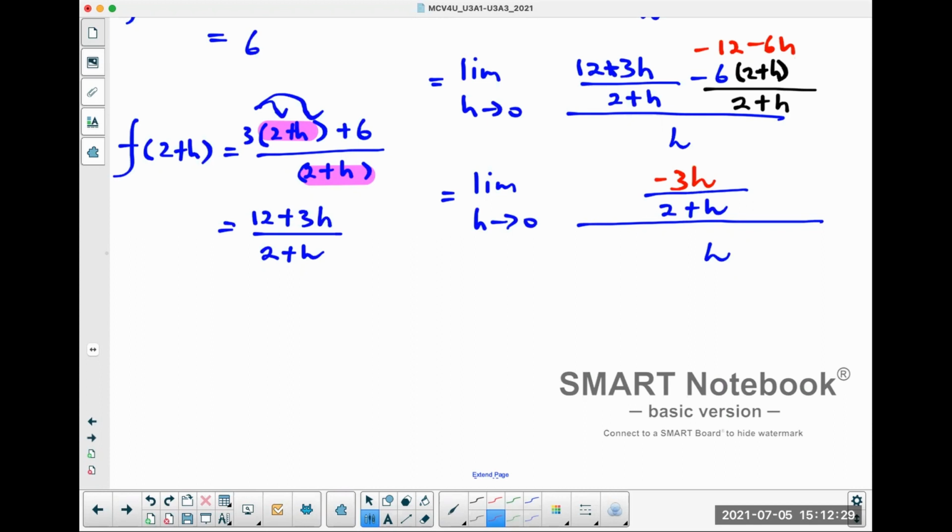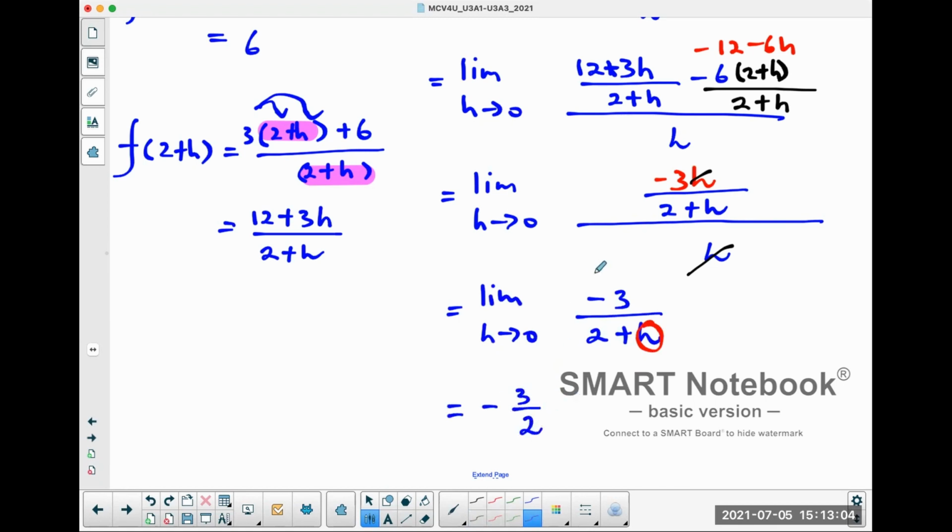Okay. Now you see the h at the bottom and the h at the top cancel. So again, they have to cancel. If you don't cancel, you make a mistake somewhere. Limit h approaches 0, negative 3 over 2 plus h. Now what happens when this h value is so small, it's like 0? Well, then the slope of the tangent is going to be negative 3 over 2.